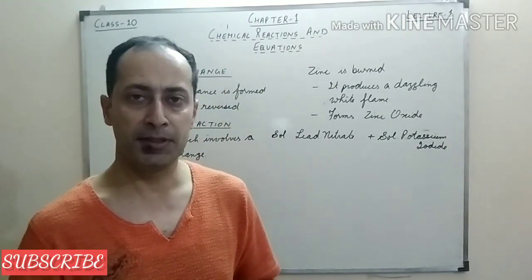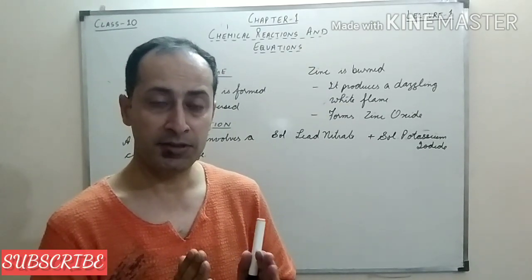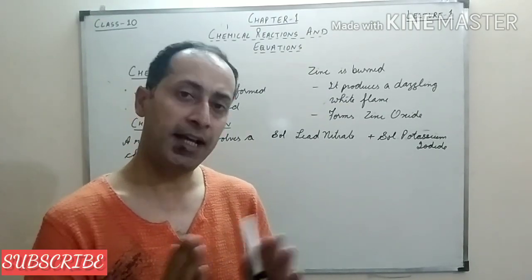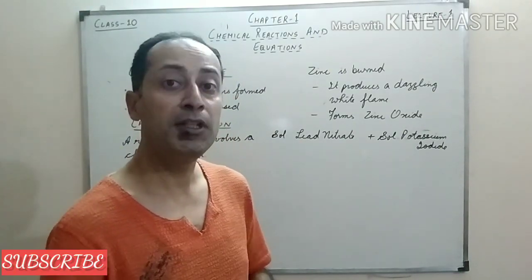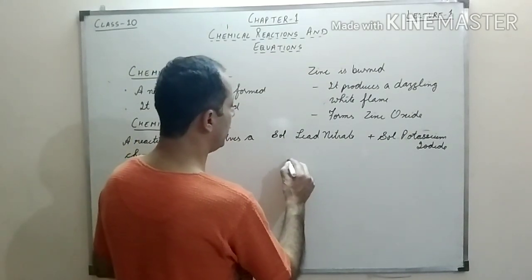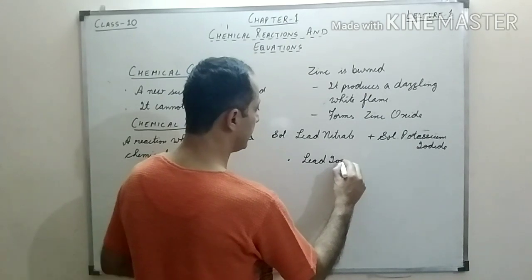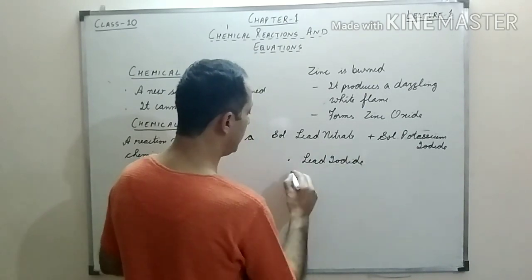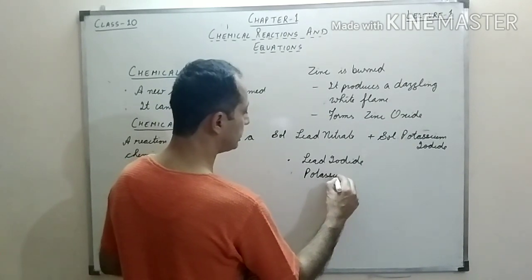Now, something happens when both the things are mixed. What happens actually? When you mix these two things, something new is formed. What new is formed? The thing newly formed is lead iodide, and the other thing which is formed is potassium nitrate.